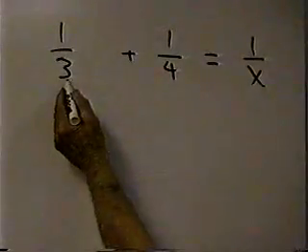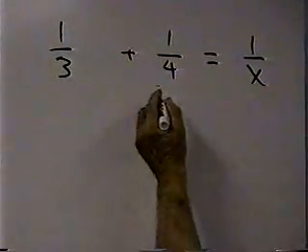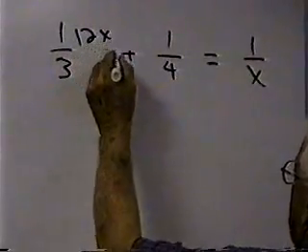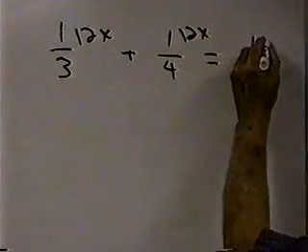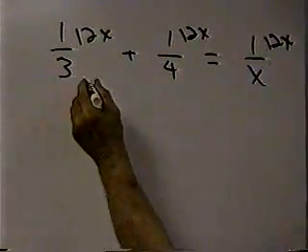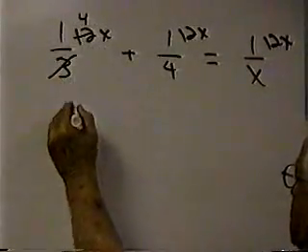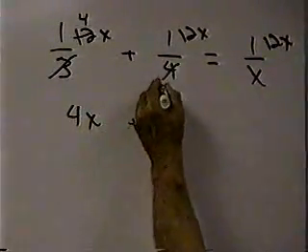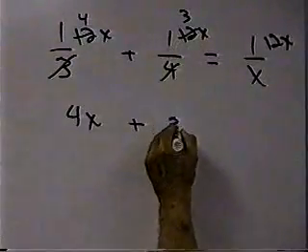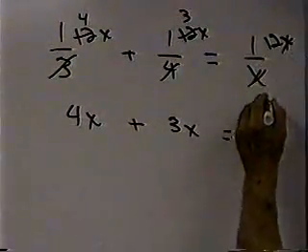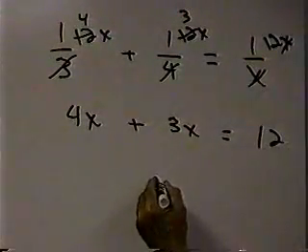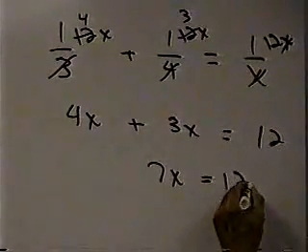Common denominator is 3 times 4 times x. So we multiply by 12x, 12x, 12x. 3 divides into this 4, so we have 4x. 4 divides into this 3, so we have 3x. x divides into this, and we have 12. So 7x is equal to 12.